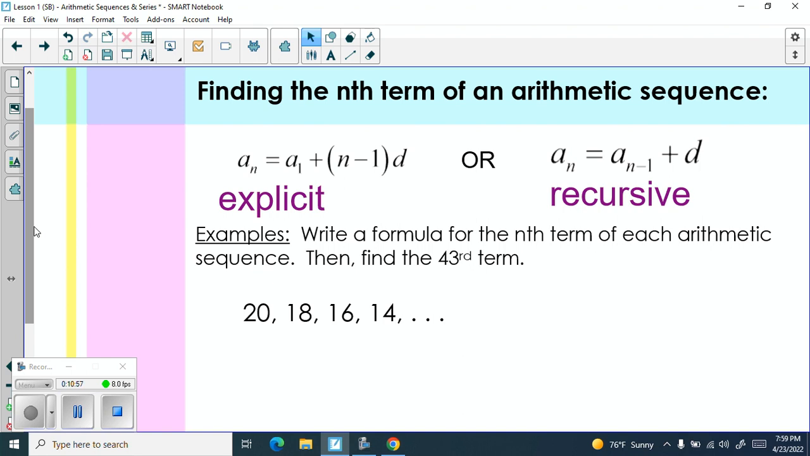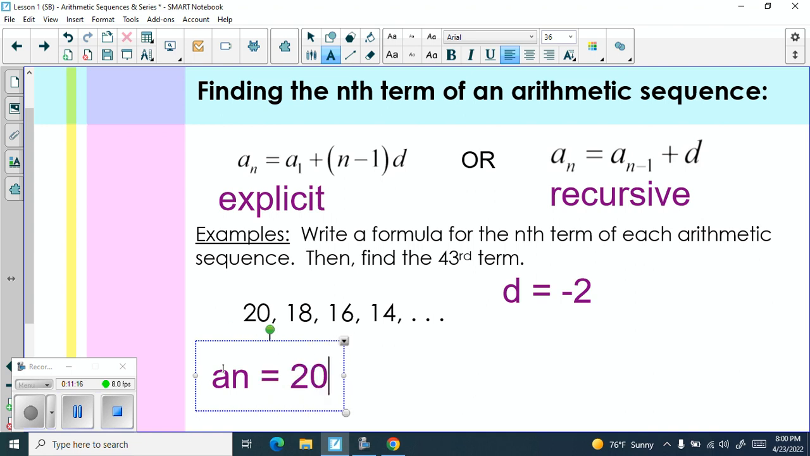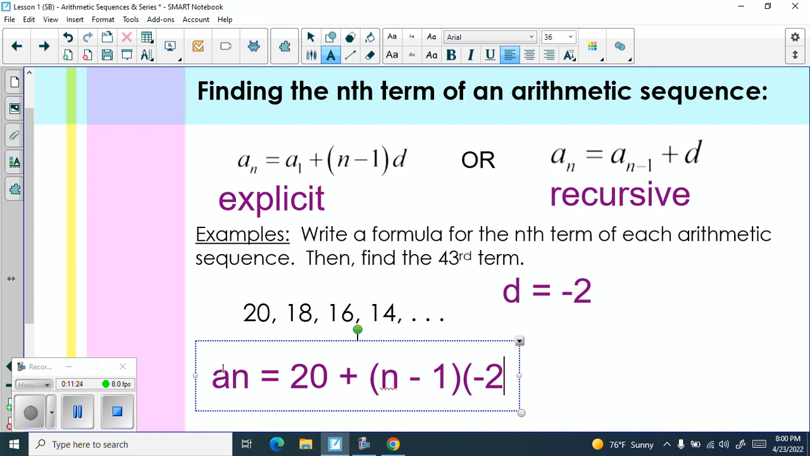find the 43rd term. So if you look at this one, we got 20, 18, 16, 14. Pretty obvious we're subtracting 2 each time. So our d value is -2. So our formula, it's going to be a sub n, but I'm just going to put an for you. And a sub 1 is 20. Okay. And then we're going to add on n minus 1. And then we're going to multiply by -2.